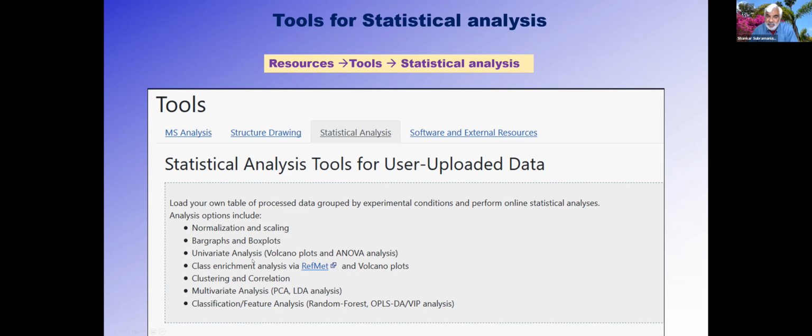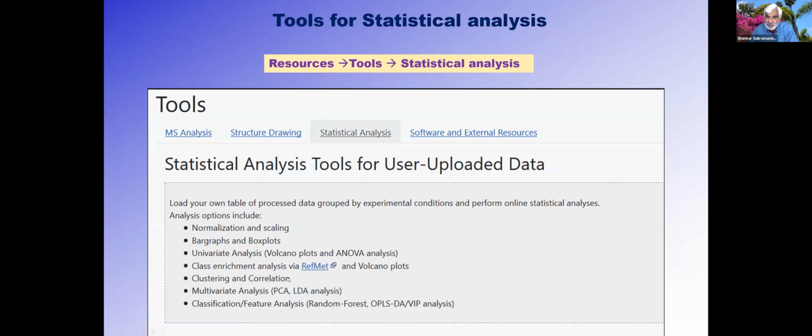We can do univariate analysis, volcano plots, and ANOVA analysis. Very important and very interesting. I'll show you what volcano plots mean as we go along. You can do class enrichment analysis. We provide something called RefMet, which is like the reference metabolite standards. You can ask the question, is my study going to provide lipid measurements which show that sphingolipids are the highest class of lipids that are expressed or present in my study, for example.